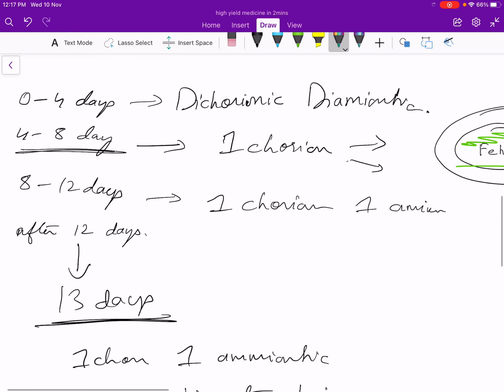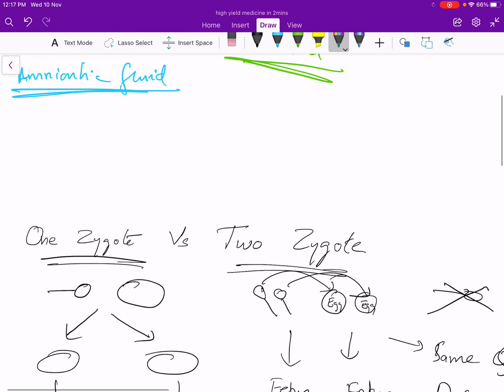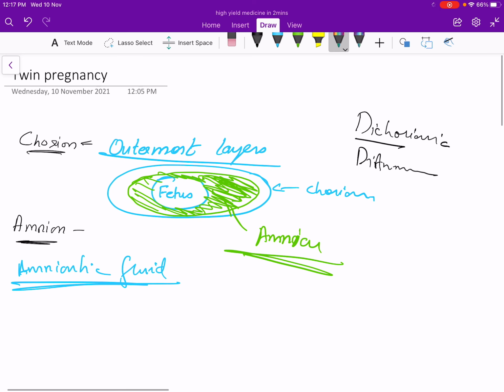So if you know this concept of chorion and amnion, you're going to be able to answer most of the questions, since most of the questions try to confuse you in this area.